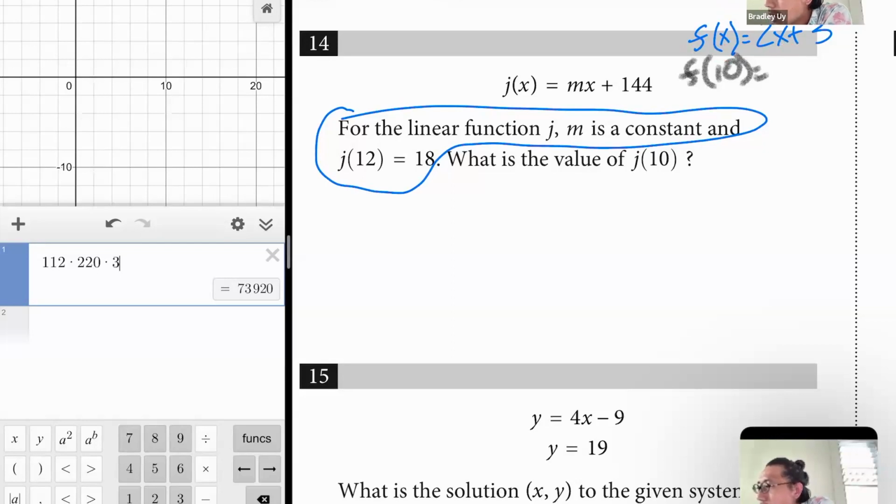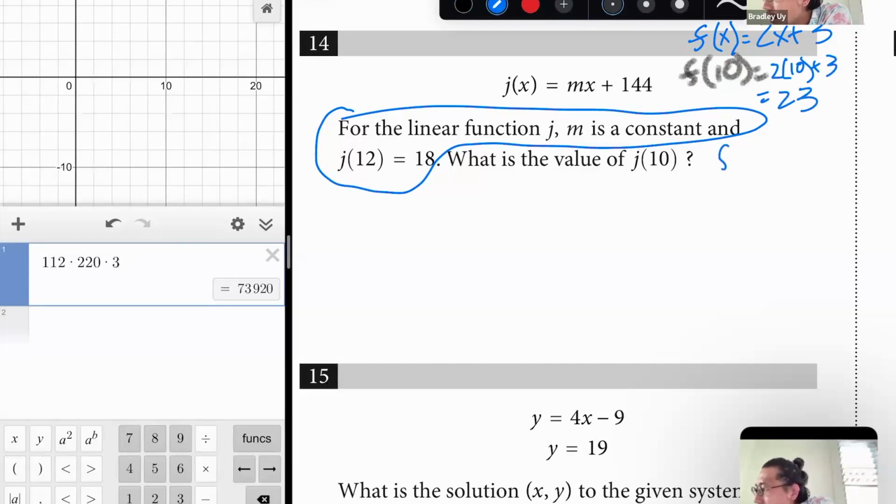So when we're asked to find f of 10, what we're doing is plugging 10 into the f function for the x. So we would put in 2 times 10 plus 3. And we could evaluate this, and it would be 23. So f of 10 is 23. Okay, you might be wondering what it has to do with the problem? It's just an example.